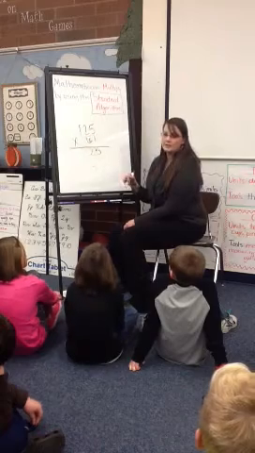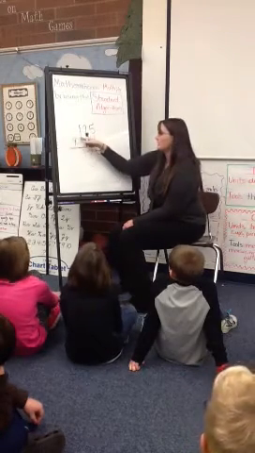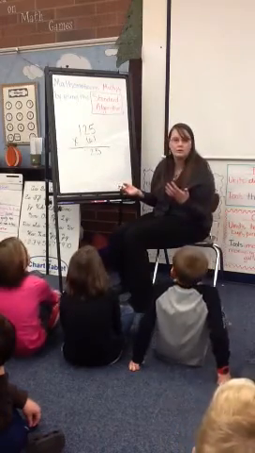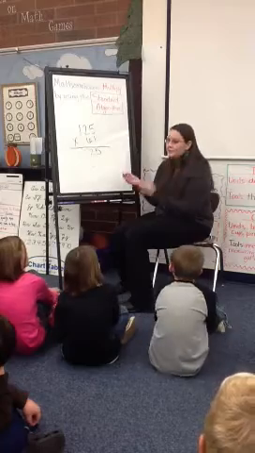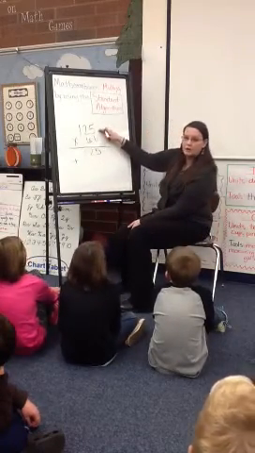1 times 1 is 1. But this is actually 100, so 1 times 100 is 100, and it's in the hundreds place, correct? See why place value is so important? You have to think about the place value. You can't just think about the number. So that's a partial product, that's part of my product.